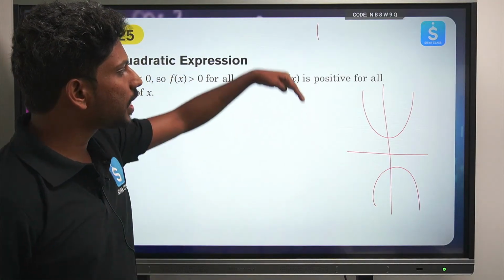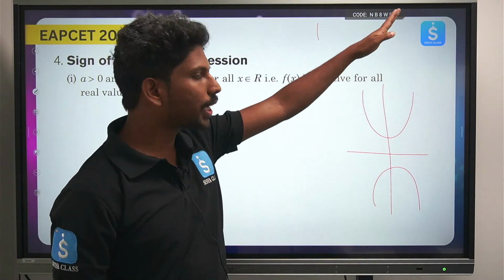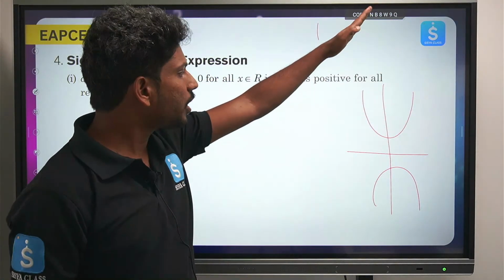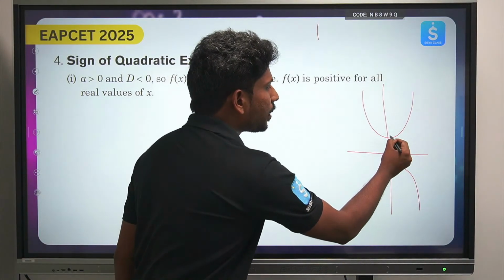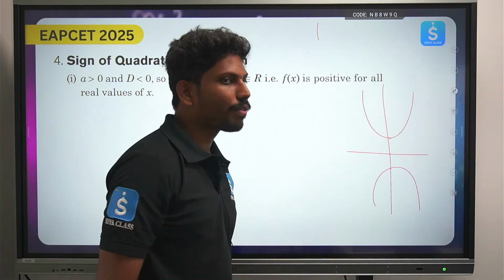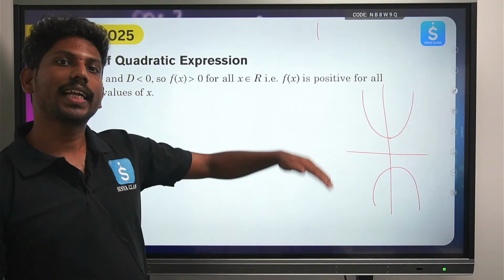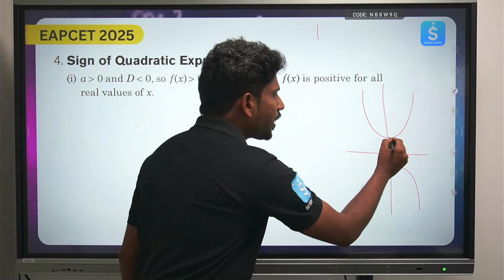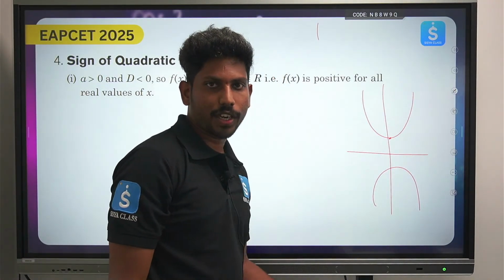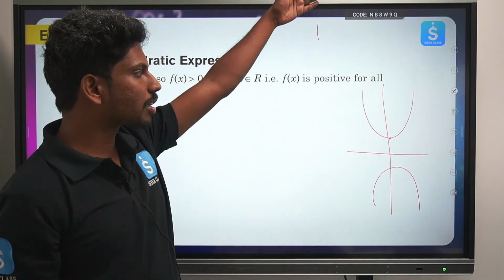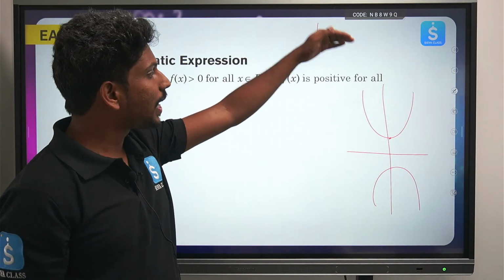So if you see here, on this side of the concave parabola, there is a minimum that exists. Minimum means that is a point where all the other points are greater than the particular value. That is, there exists a point such that all the remaining values of f of x of that parabola lie above it.